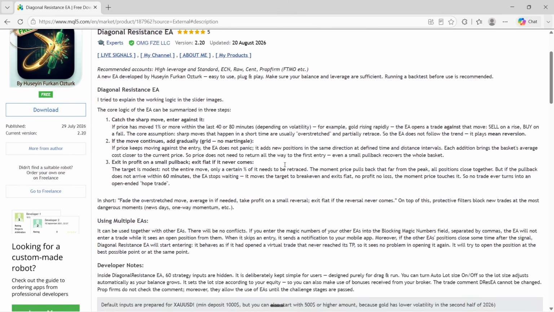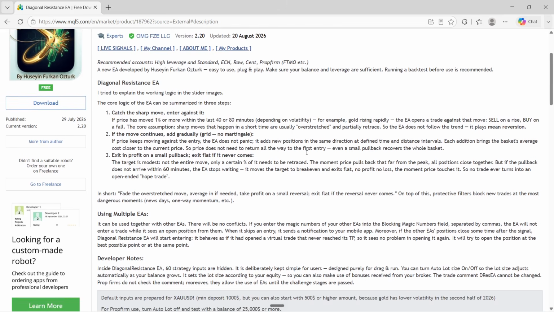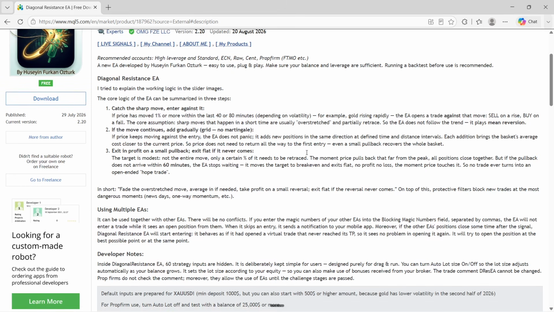First, it catches a sharp move and enters against it. If price has moved 1% or more within the last 40 or 80 minutes, the EA opens a trade in the opposite direction. Sell on a rapid rise, buy on a rapid fall, on the assumption that short-term overstretched moves tend to partially retrace.